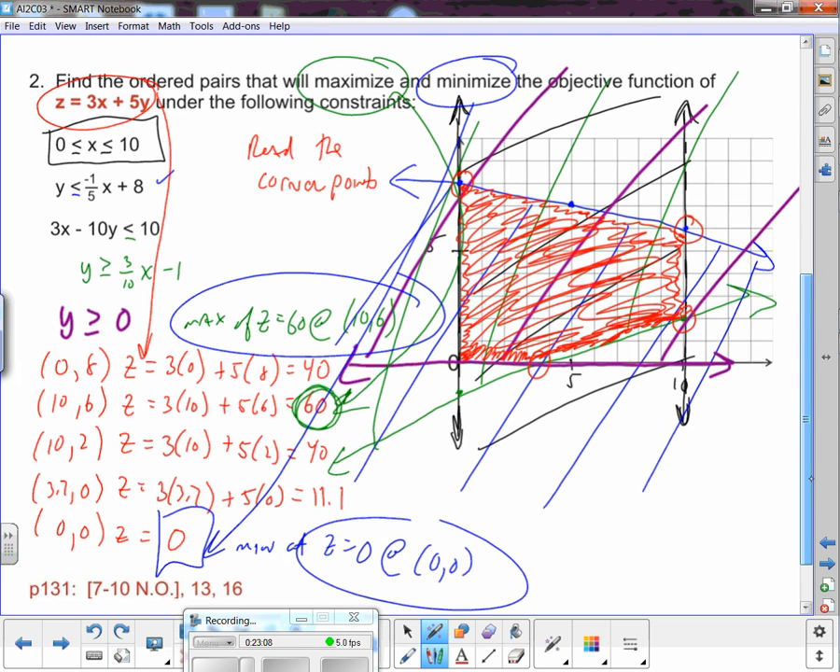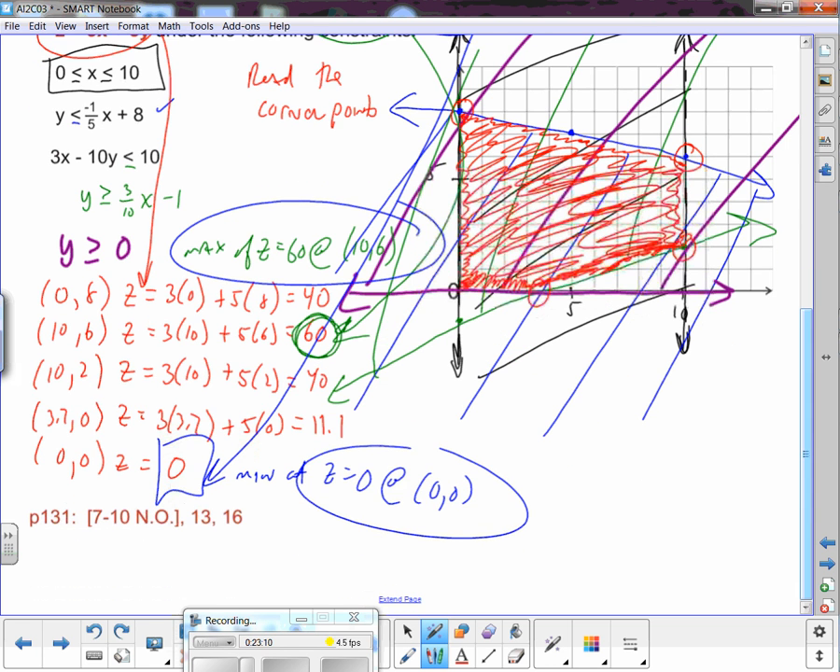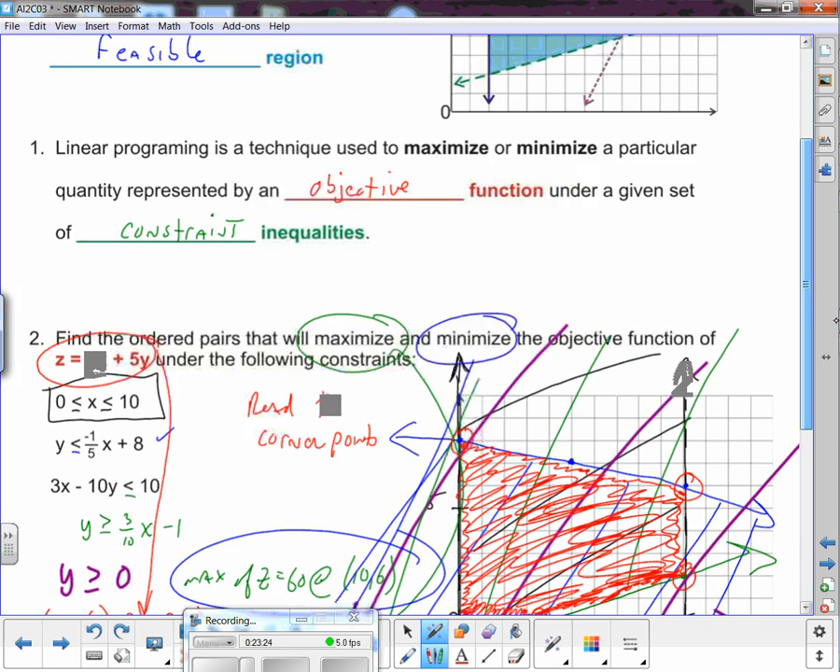So tonight, I can't remember whether you guys are 7 through 10, I think they're graphed already. 13 and 16, I can't remember whether you have to graph them and then read your corner points or not. But page 131, 7 through 10. Any questions?